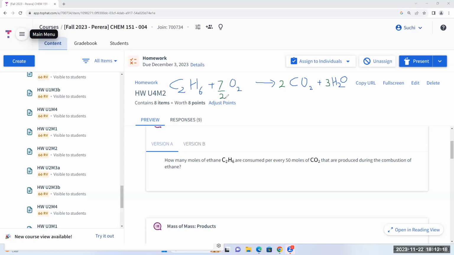Now I don't want fractions in my balanced chemical equation, so I'm going to get rid of the fraction by multiplying everything by the denominator. So the 2 cancels out, this 2 is going to become 4, and this 3 is going to become 6. So that's going to be my balanced chemical equation.